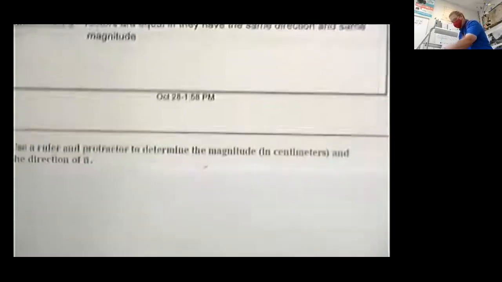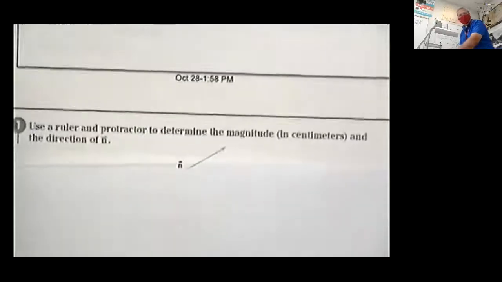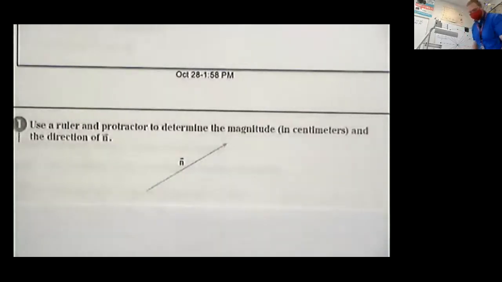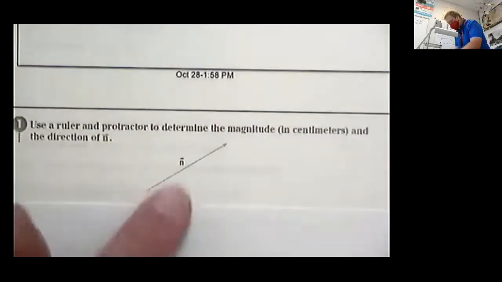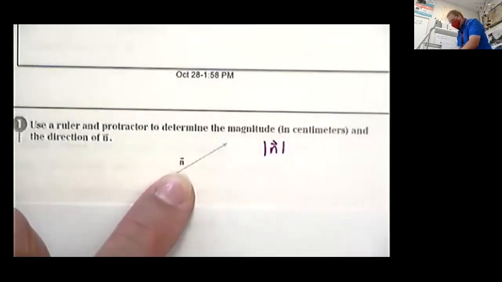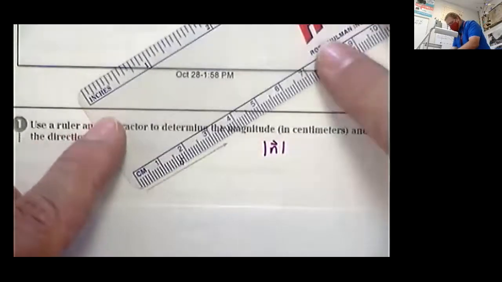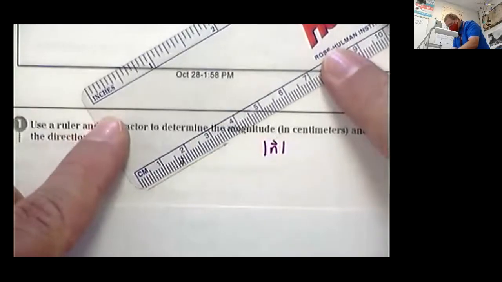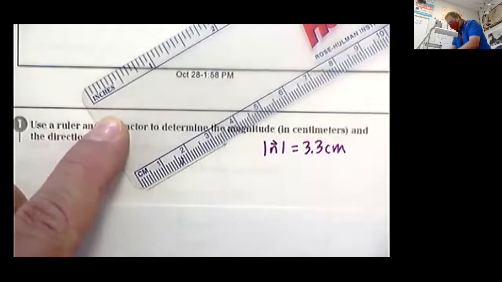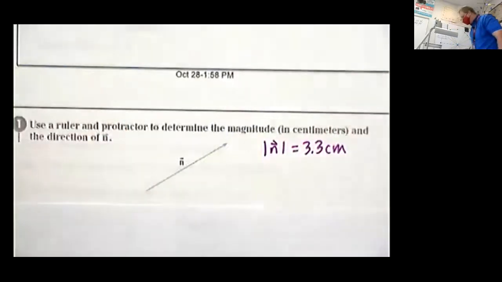And so let's put that to work. Checkpoint 1. Use a ruler and a protractor to determine the magnitude in centimeters and the direction of vector n. So we want first the magnitude. The magnitude of vector n is the vector in absolute value bars. And we're going to use our good old ruler in centimeters. This is about 3.3. So there's our magnitude.